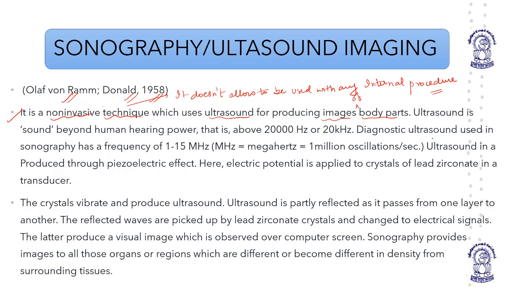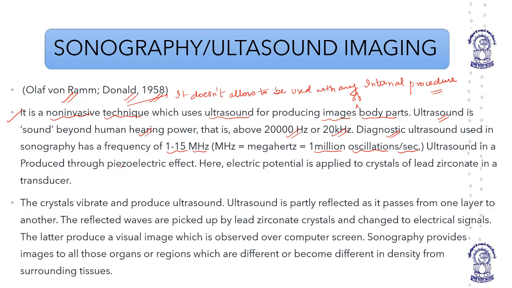Ultrasound is a sound beyond human hearing power, that is above 20,000 hertz or 20 kilohertz. Diagnostic ultrasound used in sonography has a frequency of 1 to 15 megahertz. 1 megahertz means 1 million oscillations per second. The diagnostic ultrasound is used to find out the normal or abnormal body functioning.